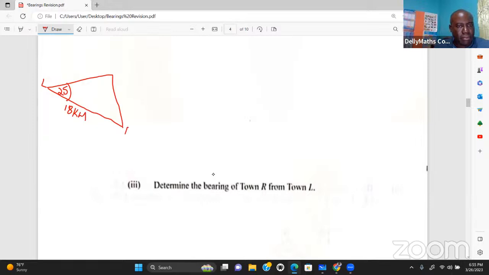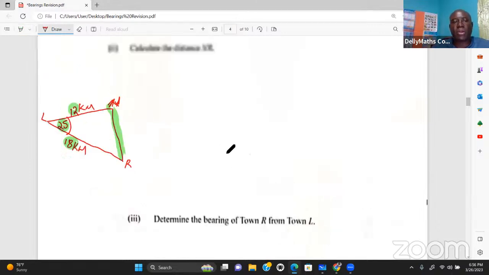This is R. This is 12. And this is N. So you could see them asking us to find NR. It's basically the same situation that we have been dealing with, an angle between two known sides. Or we could say that we have everything in the corner L. The moment you have that, it's going to be the cosine rule.